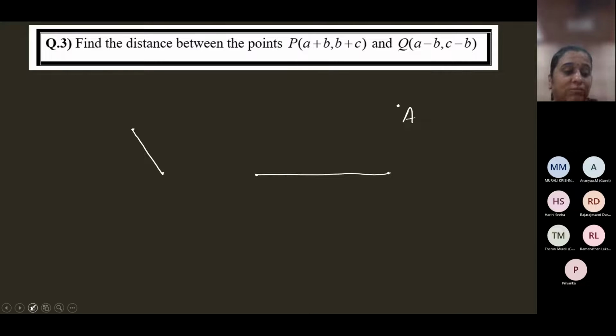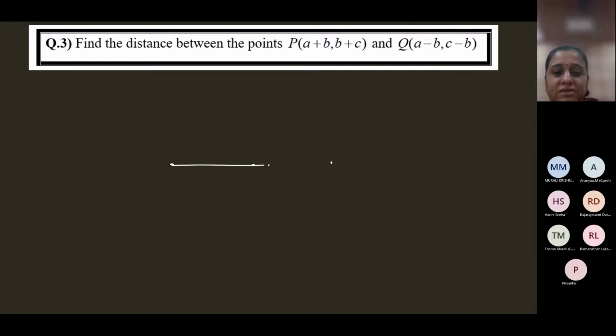Now, when we have 3 points on a plane, here 2 cases arise: when the 3 points are collinear, and when the 3 points are not collinear. When the 3 points are collinear, they can be connected by the same straight line.